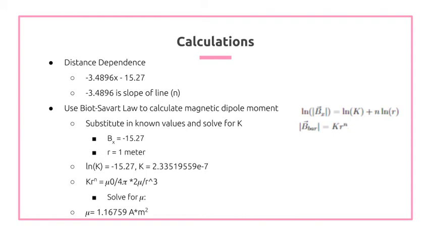First, we solve for the value of k by plugging everything we know into the linearized form of Biot-Savart's law. We know from the distance-dependent equation that Bx is equal to negative 15.27, and by using the value of r equal to 1 meter, we can solve for k, which ends up being 2.335 times 10 to the negative 7. Next, we set the magnitude of B bar equal to mu naught over 4 pi times 2 mu over r to the third. By subbing in k times r to the n in for B bar, we can plug in all of our known values and solve for mu. This value ends up being 1.167 ampere meters squared.